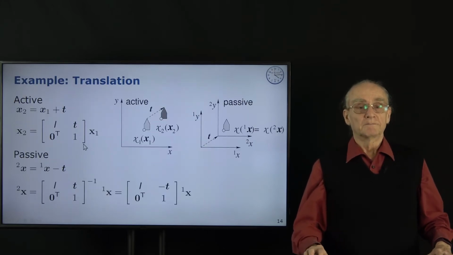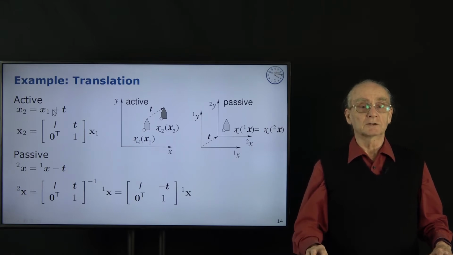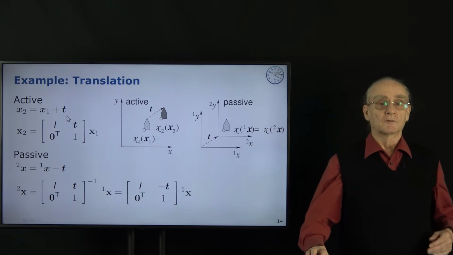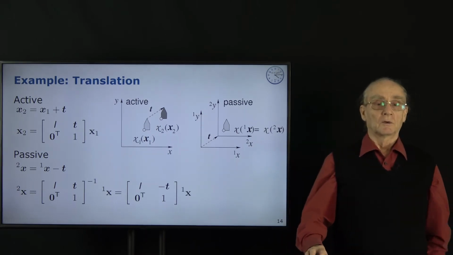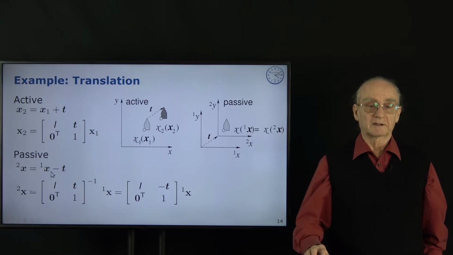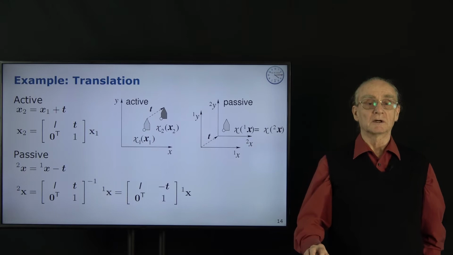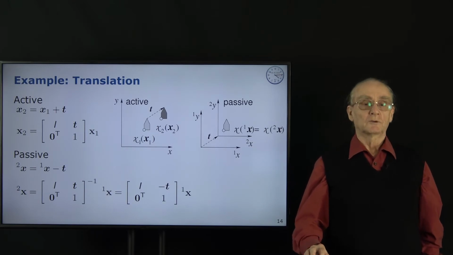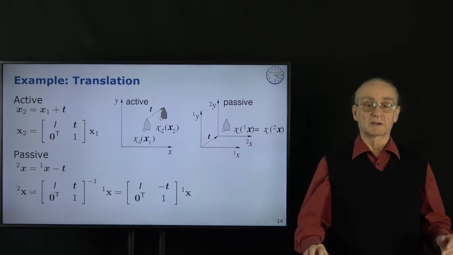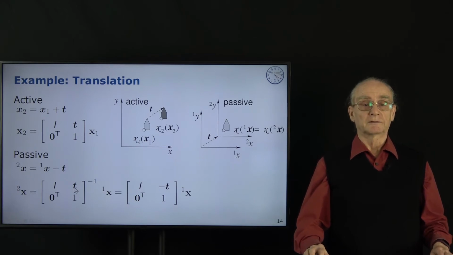Now, to see the relation between the two, I just wrote down this for the translation. So you add the translation vector for an active transformation, or you subtract it for a passive transformation. And this is a general rule that you use the inverse transformation if you apply a passive transformation with the same parameters. So the inversion leads to this expression: I doesn't change, and here appears a minus t.